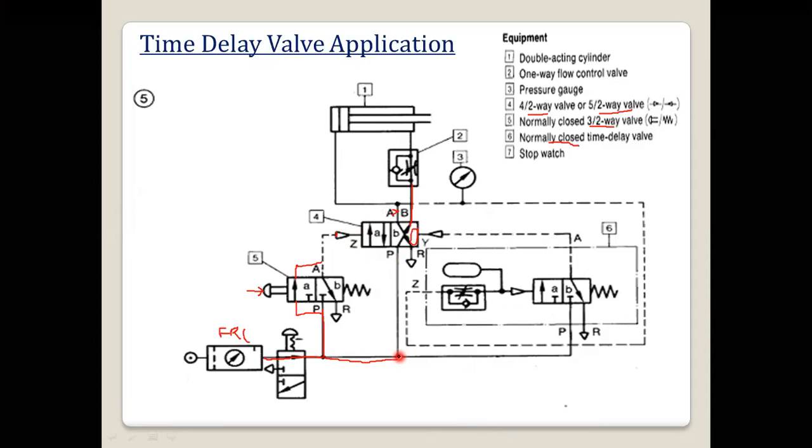Okay, so what will happen in the time delay valve? You can see from here, air is going here, and air is also going to this part, to port P of this time delay valve. Then you can see the air will also be going through this pilot line.